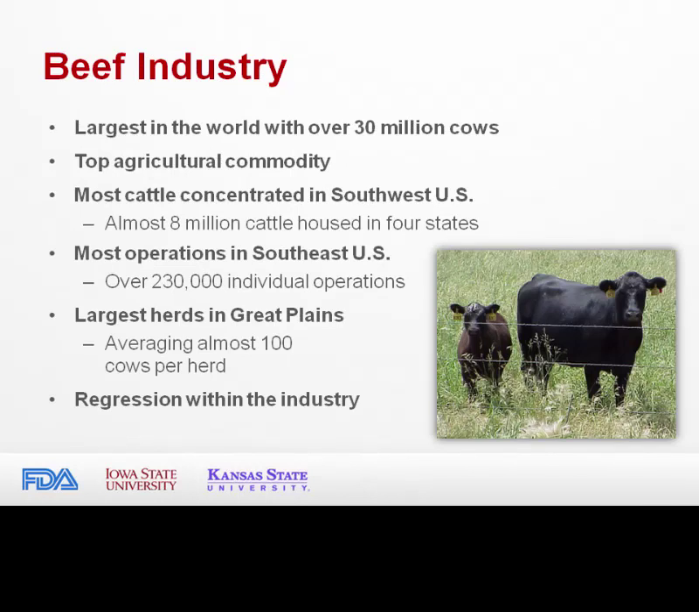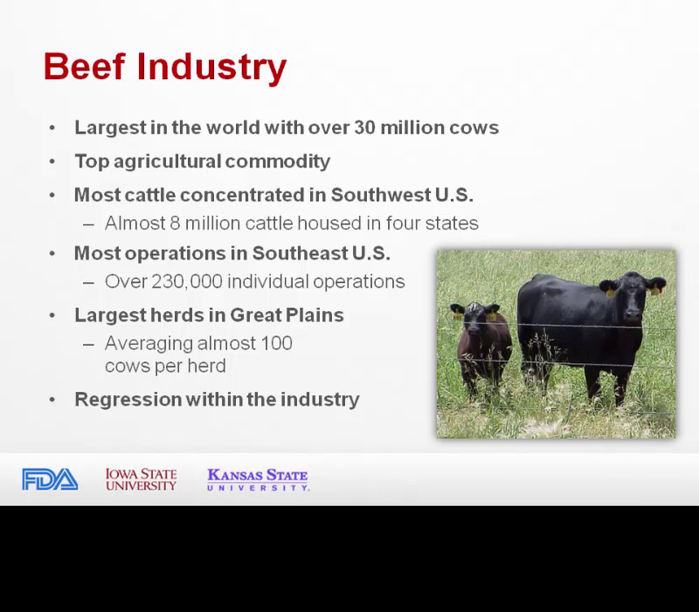The beef industry in the United States is the largest in the world with regards to production. There were over 30 million beef cows in the national herd in 2010. According to the Economic Research Service Division of the USDA, cattle were the top agriculture commodity in the U.S. that same year. The dispersion of cattle in the United States is mostly concentrated in the southwestern states, such as Texas, New Mexico, Arizona, and Oklahoma. There are almost 8 million cattle housed in those 4 states alone.